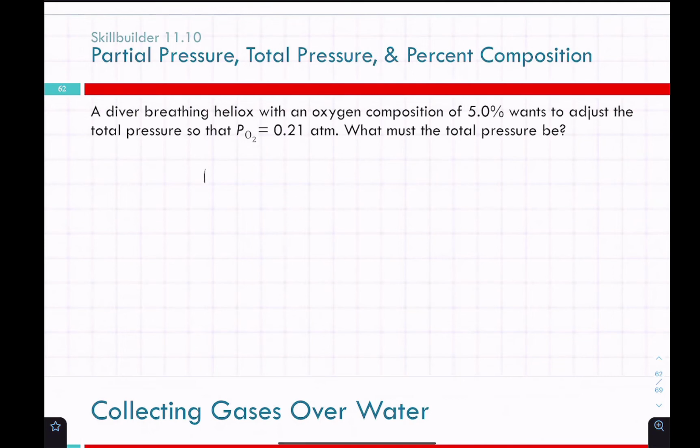So you can set this up and say the total pressure is equal to the fractional composition of oxygen. We have 5.0%, divide that by 100. That gives us 0.05 as a fractional composition of oxygen. So plug in 0.05 times the partial pressure of oxygen that we want, which is 0.21. I think I'm doing this right. 0.05 times 0.21. This does not feel right. Oh, I'm sorry, I got these backwards.